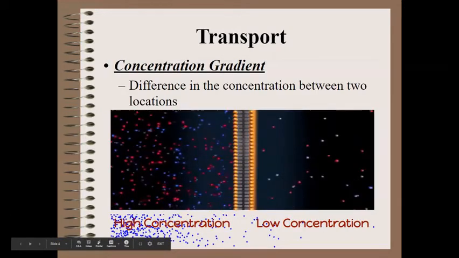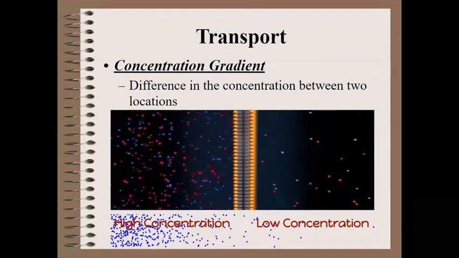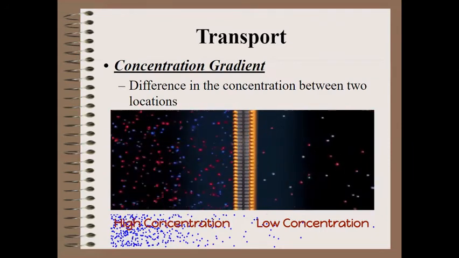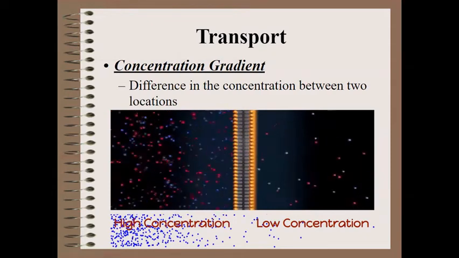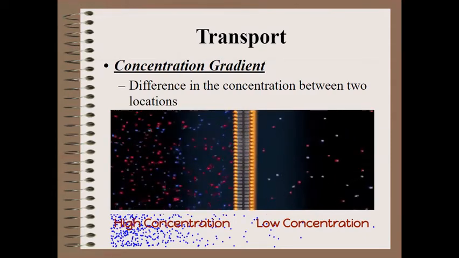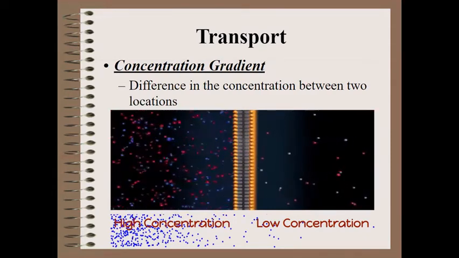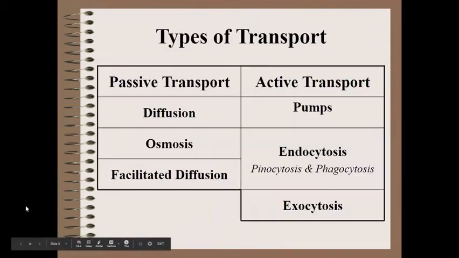A concentration gradient is when there's a difference in the concentration between two locations. So one location is going to have a high concentration and another location will have a low concentration. Concentration gradients play a role when it comes to the different types of transport.